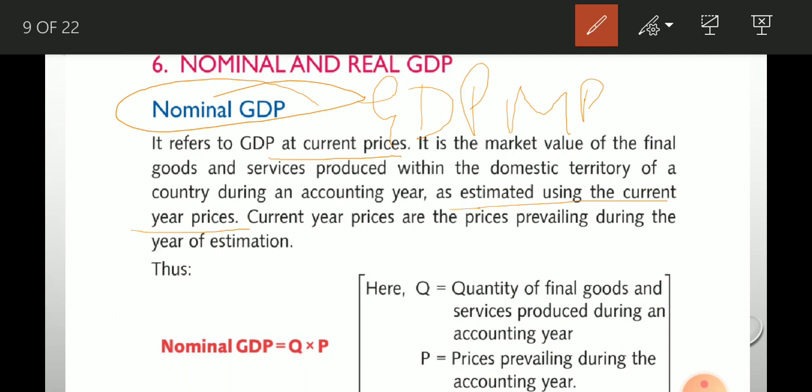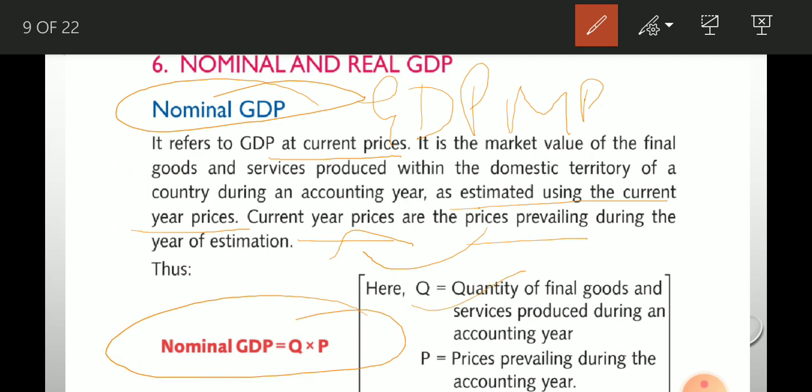Okay, what is current year price? Current year price is that price at which we purchase goods and services. The prevailing price is known as the current year price. And what is the equation here? Nominal GDP is equal to Q multiplied by P.